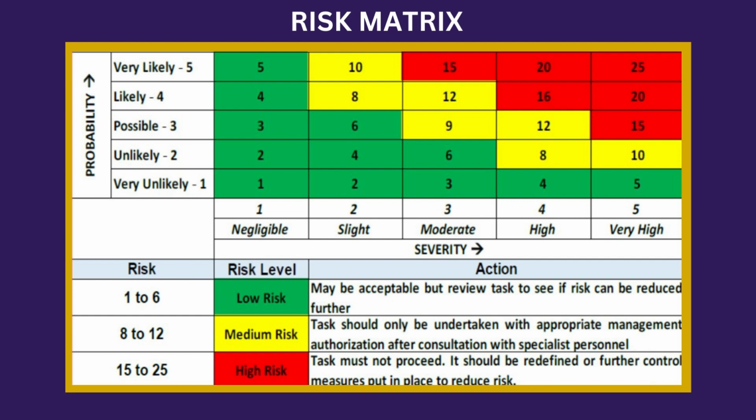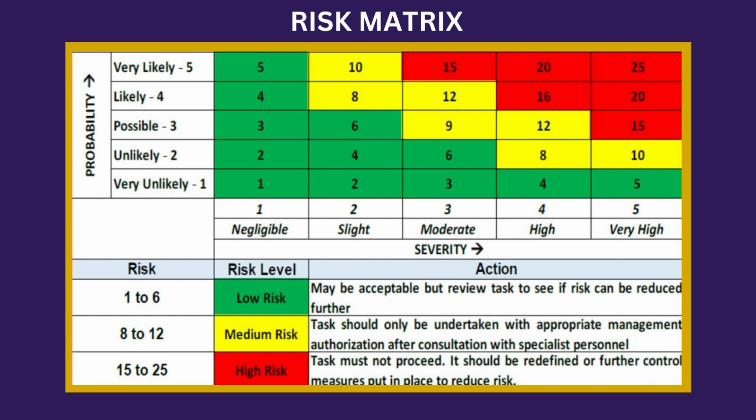Here the boxes in green are the safer events basically, where the risk associated is low. The yellow one is more risky and the red one is the highest risk. So based on that, if we look at risk and risk level and the actions, in that risk rating 1 to 6, the risk level is low risk.